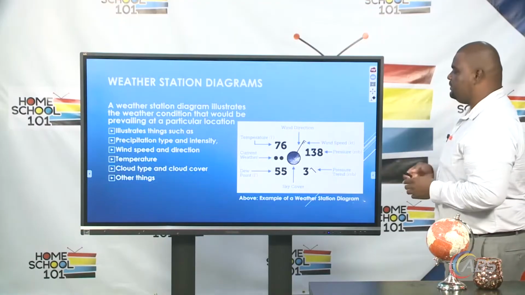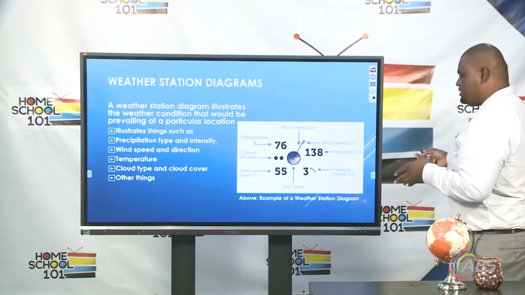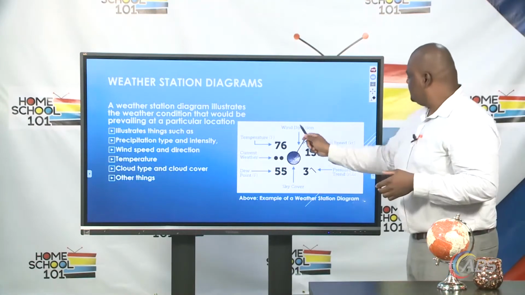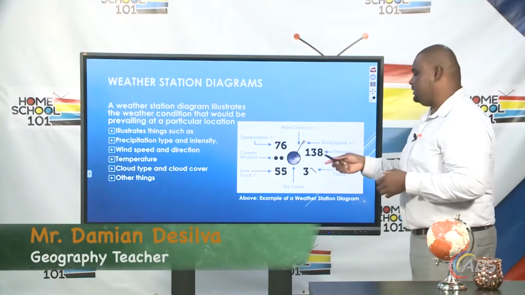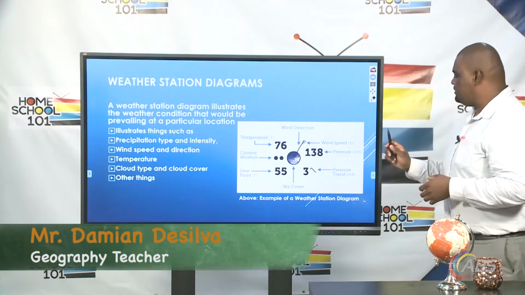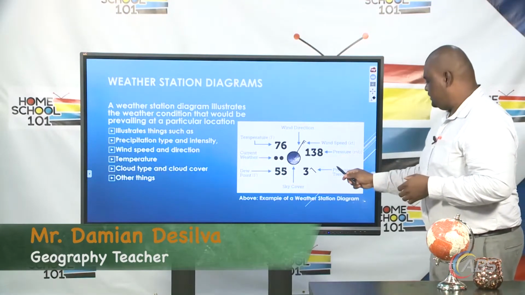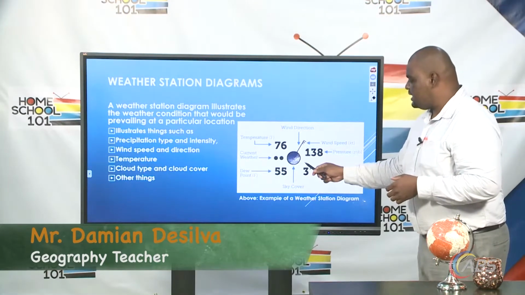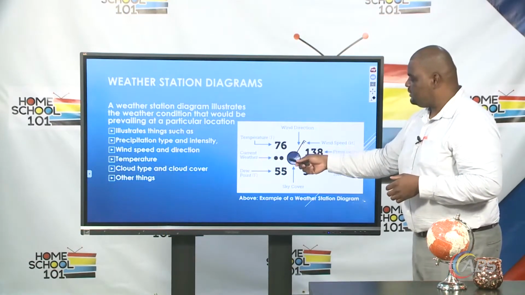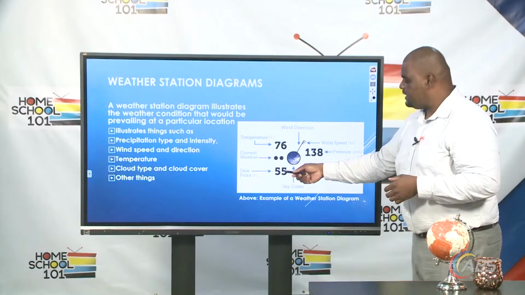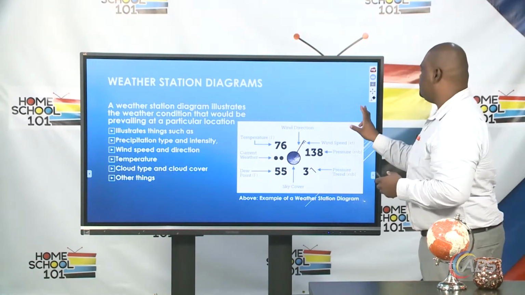All right, so here's an example of a weather station diagram. Now these would illustrate the weather conditions that you would see in a location. So there's about 1, 2, 3, 4, 5, 6, 7, 8 different things being represented here on this small diagram. The temperature, 76 degrees Fahrenheit, the air pressure, the wind speed, the amount of coverage of the sky, and the temperature at dew point. So let's say it's at 76 degrees, dew point being 55. That means that it's not raining at the time because there's not enough moisture in the atmosphere.